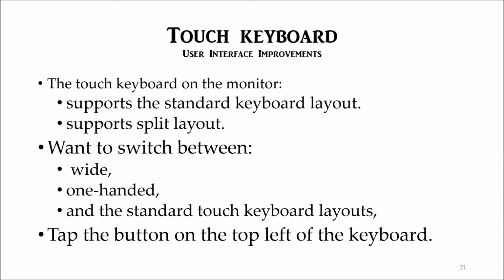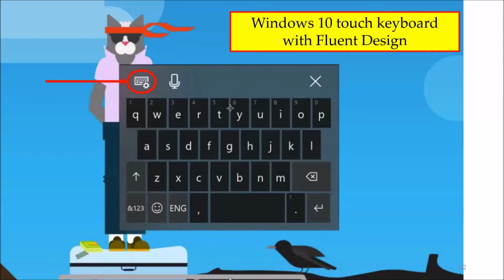And of course, now they have all different kinds of variations of the screen, and how it will appear. And if you want to switch between wide, one-handed, split, etc., you tap the button on the top left of the screen and it'll allow you to make settings for the keyboard. Let's take a look at what I'm talking about. The circle with the arrow pointing to it is what I added to this screen, and of course that's where you make settings for the keyboard to change it for all those different things that you want to do.